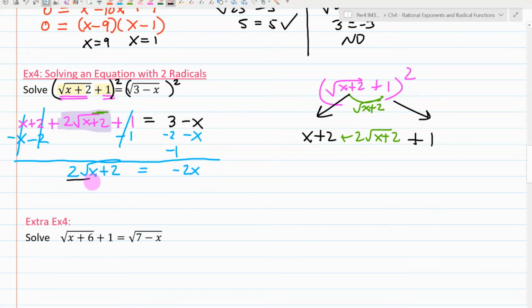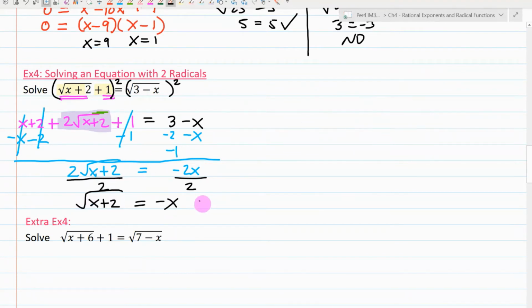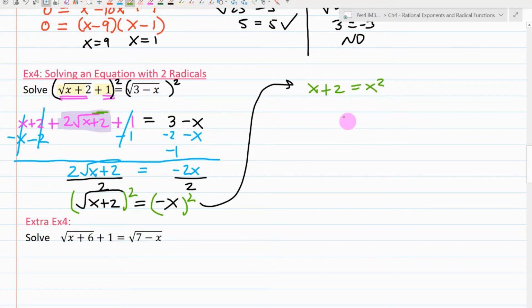So now I have to still get that radical isolated. So I'm going to divide both sides by 2. I still have the square root of x plus 2, sorry. And then that gives me negative x. And then I'm going to go up here. So I'm going to square both sides of this. So that's going to give me x plus 2 is equal to x squared. And then I'm going to subtract x and subtract 2 because I want to make that equal to 0. So 0 equals x squared minus x minus 2.